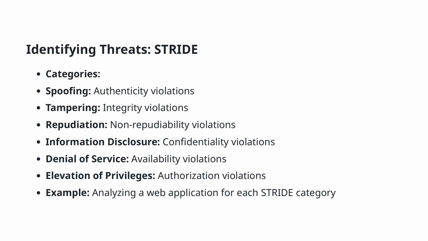Information disclosure pertains to confidentiality violations, involving unauthorized access to sensitive data. Denial of service targets availability, making services unavailable to legitimate users. Elevation of privileges represents authorization violations, where an attacker gains unauthorized access or privileges within the system.